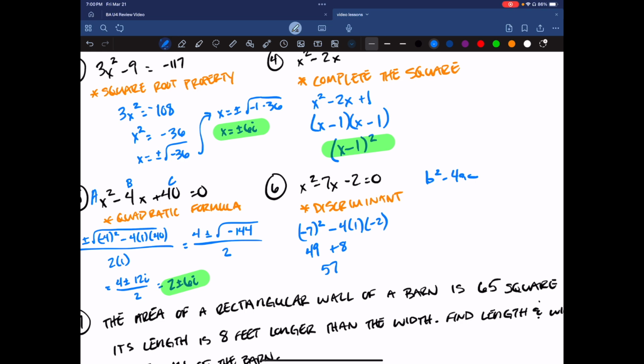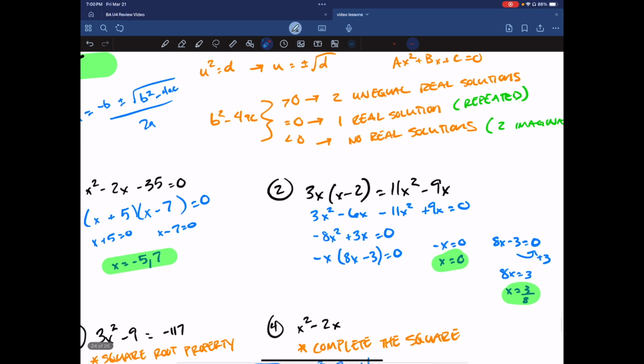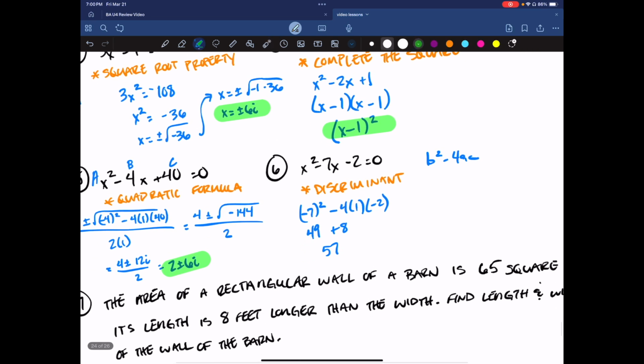So what does that mean? Well, if we scroll back up to the top of the page, we have a situation where it's greater than 0, which means I'm going to have two unequal real solutions. In other words, it's going to hit the x-axis twice. And so that's what that means.